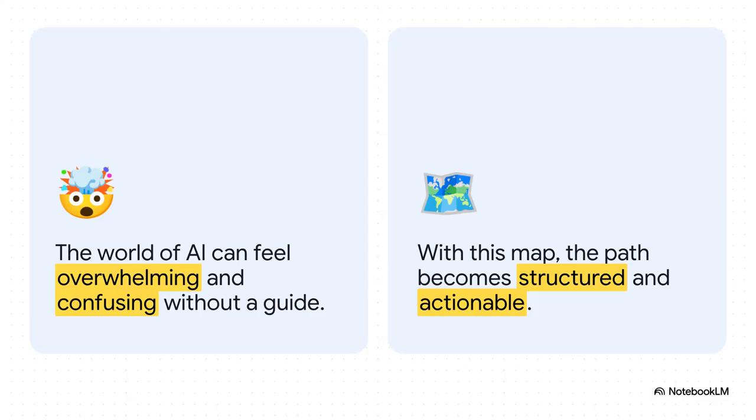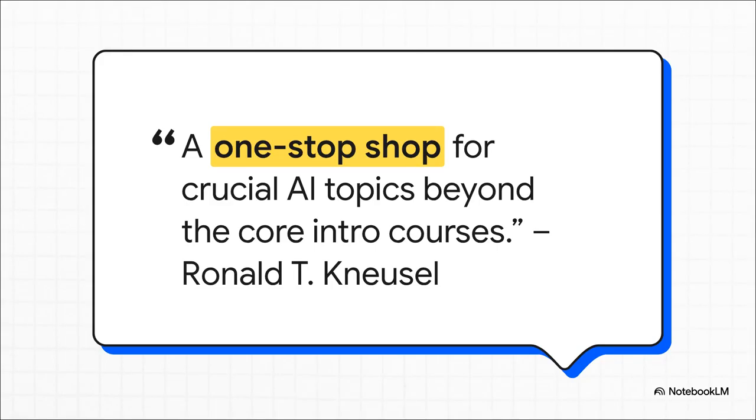So what's the big picture here? What's the transformation? Well, before you have a map like this, the world of AI feels overwhelming and just plain confusing. But with it, that chaos gets structured. That confusion becomes clear, and all that scattered knowledge becomes something you can actually act on. I love how Ronald Kneusel puts it. He calls this the one-stop shop for getting beyond those basic intro courses. This map, it's your ticket to the next level of understanding and applying AI in the real world.